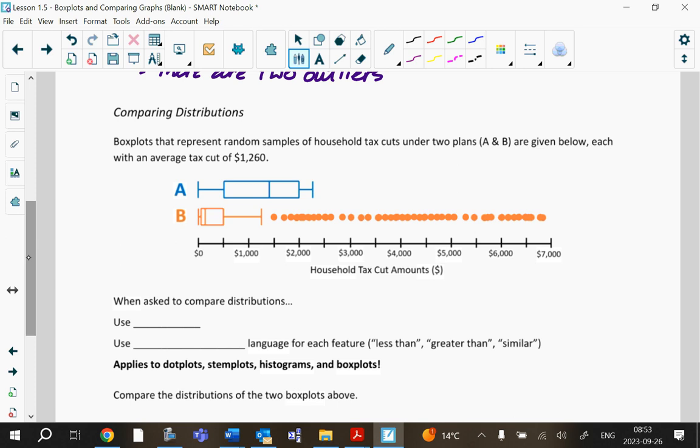So as an example, we're going back to the tax cuts. Here are 2 box plots that represent 2 different tax cut plans, A and B. If we averaged each one, found the mean, they would be exactly the same at $1,260, even though the box plots look very, very different. We're going to look at that in a second. So what if we were asked to compare these 2 distributions?